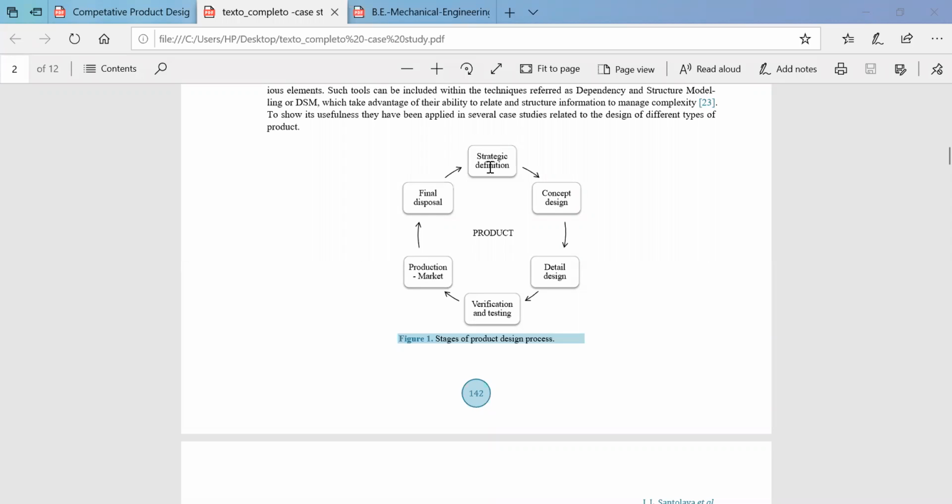Once the strategic definition is created, based on the problem definition or the need of the customer, the concept design will be made. This concept design will not provide any technical specification or bill of materials. It is just a rough figure of how a product looks, a conceptual design of how the product looks based on the needs of the customers surveyed from the market.